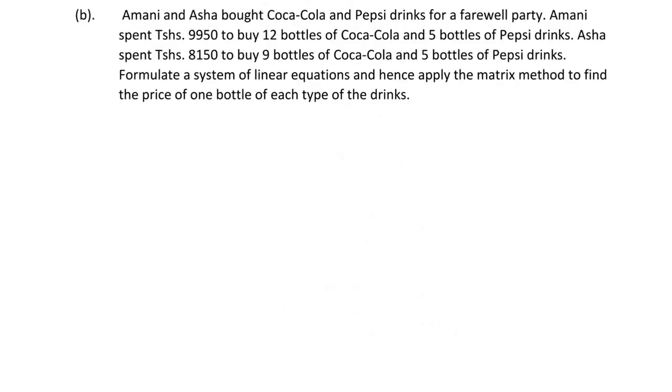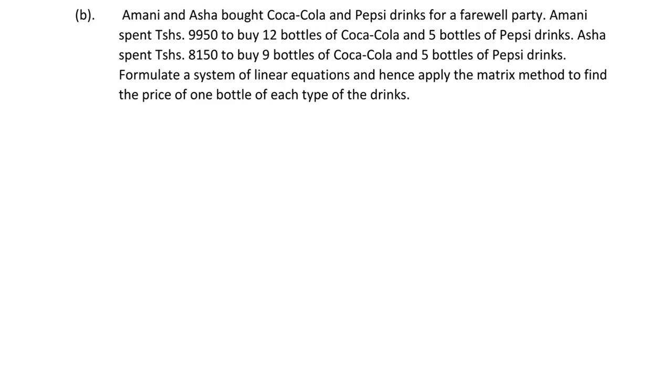For part B, Amani and Asha bought Coca-Cola and Pepsi drinks for a farewell party. Amani spent shillings 9,950 to buy 12 bottles of Coca-Cola and 5 bottles of Pepsi drinks. Asha spent shillings 8,150 to buy 9 bottles of Coca-Cola and 5 bottles of Pepsi drinks. We are supposed to formulate a system of linear equations and hence apply the matrix method to find the price of one bottle of each type of drink.